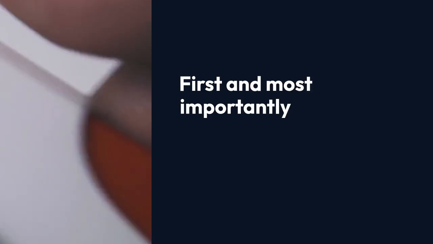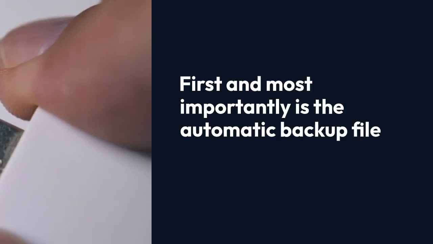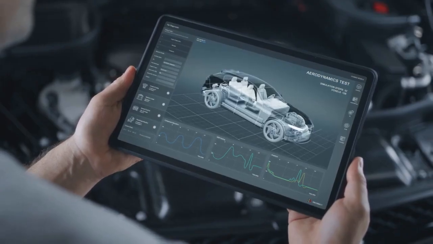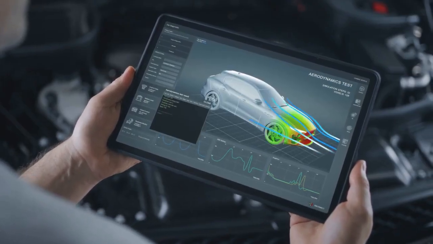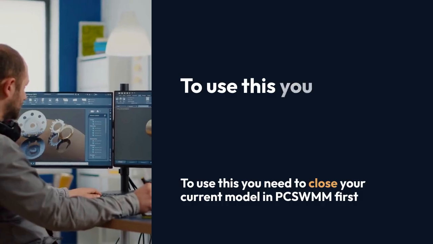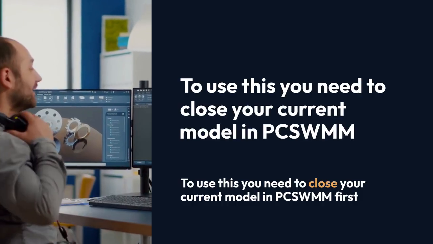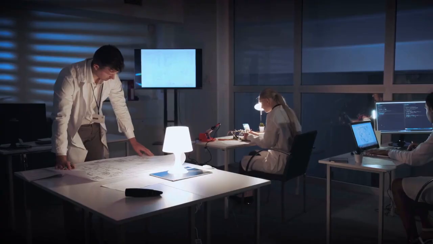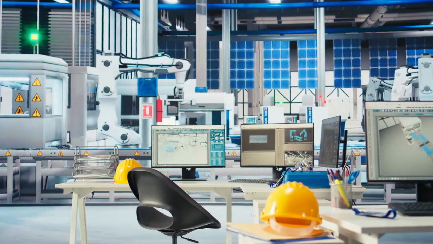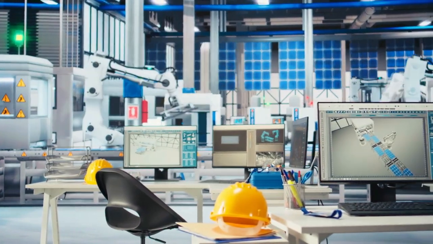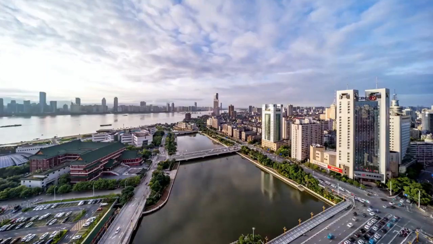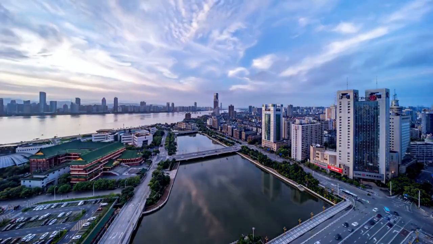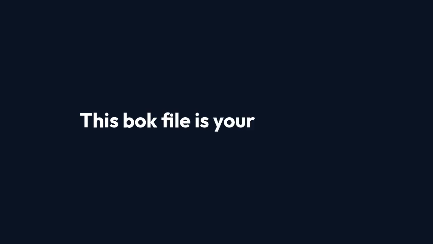First, and most importantly, is the automatic backup file. Every time you save your project, PCSWMM automatically creates a backup of the previous version of your model. To use this, you need to close your current model in PCSWMM first. Then, navigate to your project folder using Windows File Explorer. You will see your project file, for example, mymodel.pcz, and right there you should also find a file named mymodel.pcz.boc. This .boc file is your safety net.